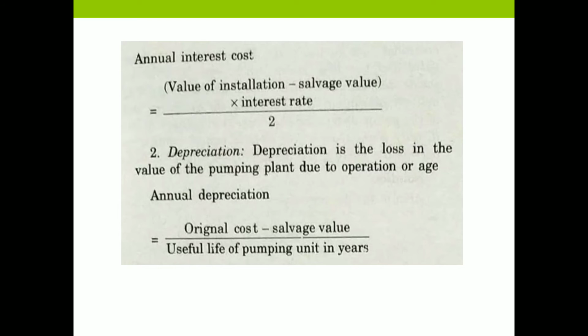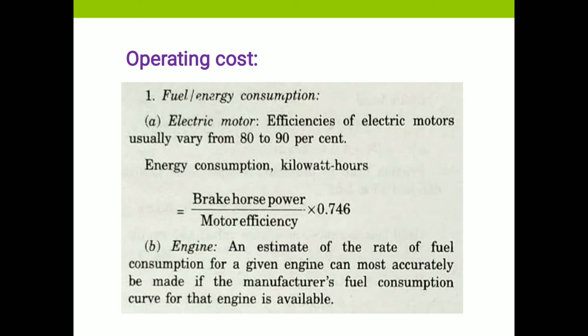Then the second one is the operating cost, in which number 1 is fuel or energy consumption. For an electric motor, the efficiency usually varies from 80 to 90%, and energy consumption in kilowatt hours we can calculate using the given formula: brake horsepower divided by motor efficiency, into 0.746.